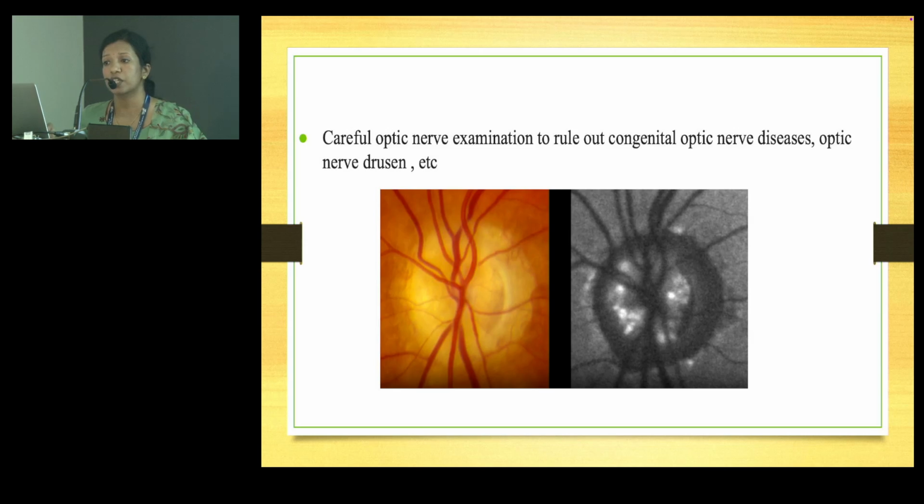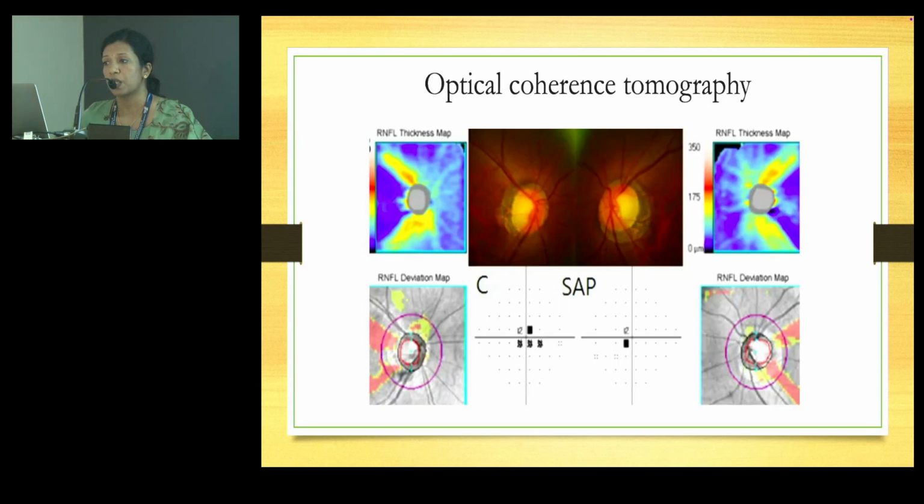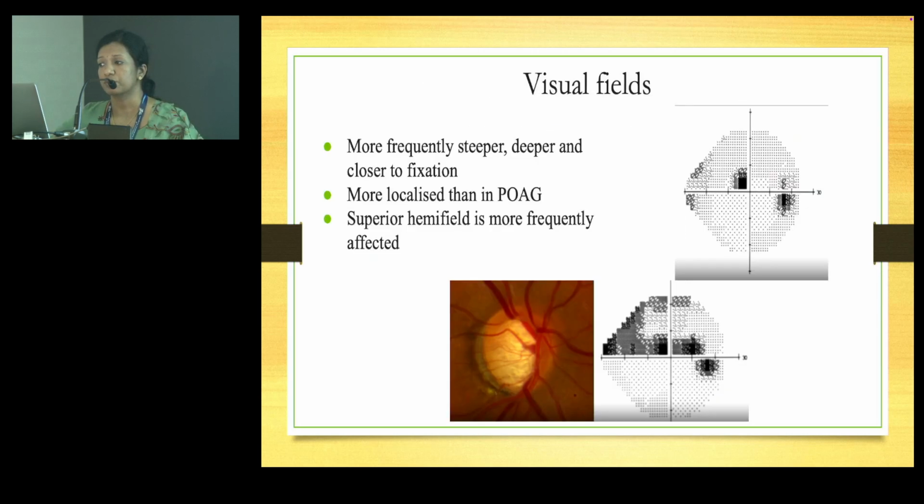Then you should do a careful optic nerve examination to rule out the congenital optic nerve diseases, optic pit or optic nerve drusen. This picture shows an optic nerve drusen. Then coming to optical coherence tomography, here in the fundus photo you can find the temporal thinning, which is picked up by the OCT. Then you can find the RNFL defects also in the RNFL deviation map, and you can find a corresponding visual field defect involving the center.